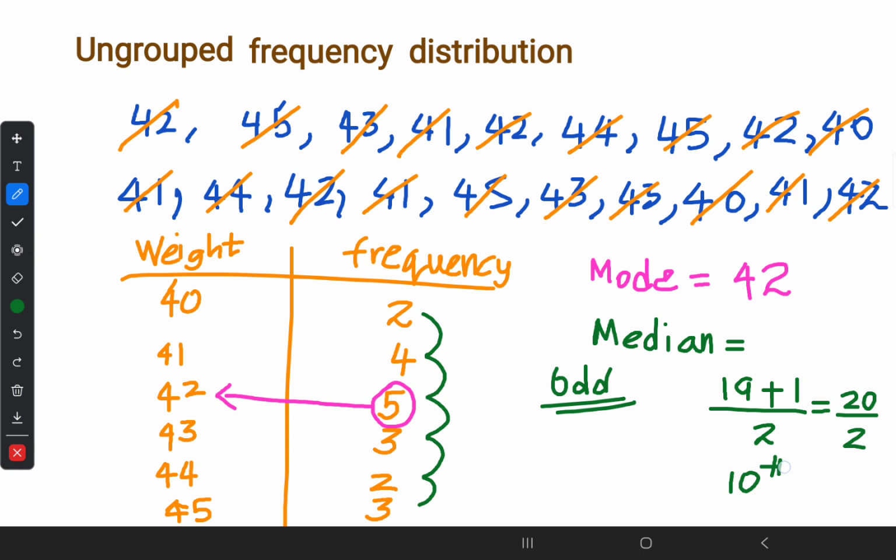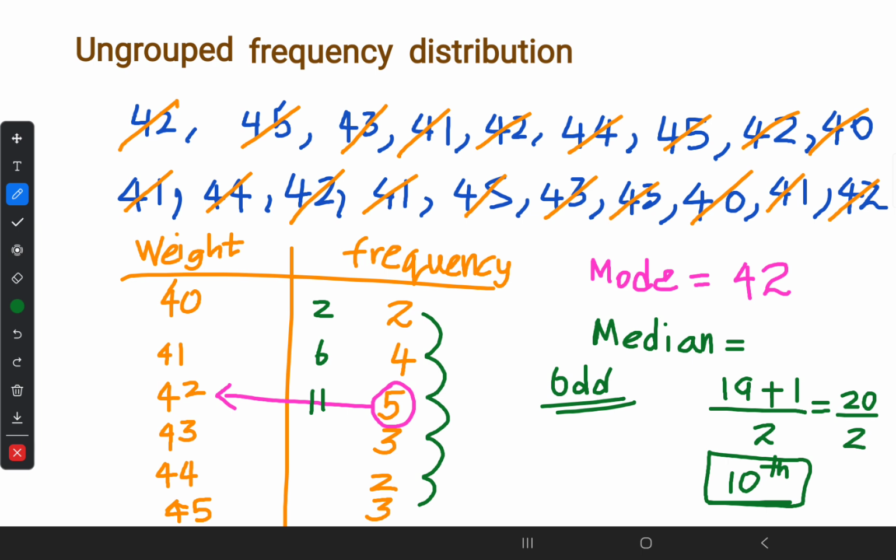10th place value. That means, in this frequency distribution, the initial 2 students belong to this frequency. The remaining 4 students, that means totally 6 students, belong to this interval. Here only 2. Here 2 plus 4, 6 students belong to this interval. And 6 plus 5, 11 students. So the 10th student belongs to which value? Try to understand this part clearly.